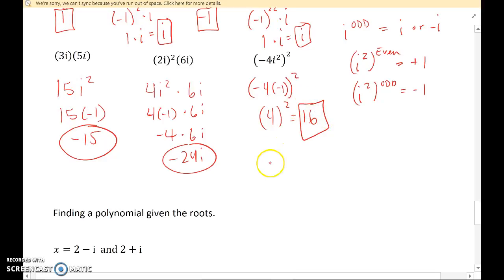If you wanted to go a little further, or if you didn't simplify that in the beginning, you would end up with 16i to the 4th, which again, we can simplify the i to the 4th, which gives us 16 times i squared squared. So 16 and the i squared being -1, gives us 16 times -1 squared. -1 squared is 1. So again, we're still with an answer of 16 either way.